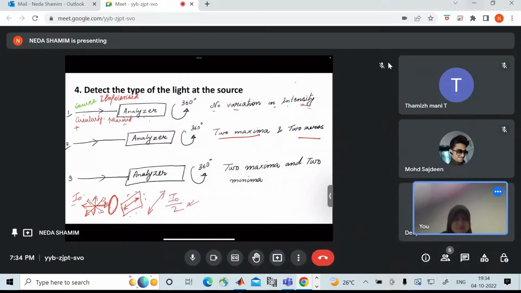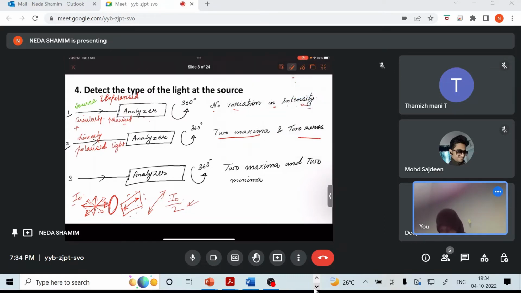Yeah, tell me. So this will be a linearly polarized light. I think someone answered. I was not able to listen to it because of my internet issues. So this will be a linearly polarized light. Why? Because a light which is linearly polarized will be in one direction.